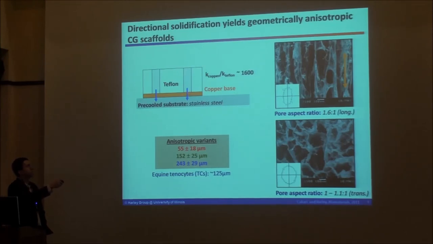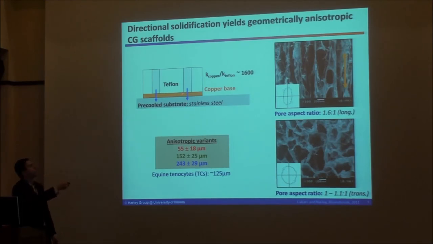And there's holes drilled in this body where we can fill with suspension, so we end up with these little cylindrical scaffolds. We usually make them on the order of 6 to 8 millimeters in diameter, 15 to 30 millimeters in length. So we can make them fairly large, and we can also go much smaller than that for small animal applications, for example. But the idea is that since the copper is so much more conductive than the Teflon, essentially all the heat transfer is happening through this copper base during freezing.